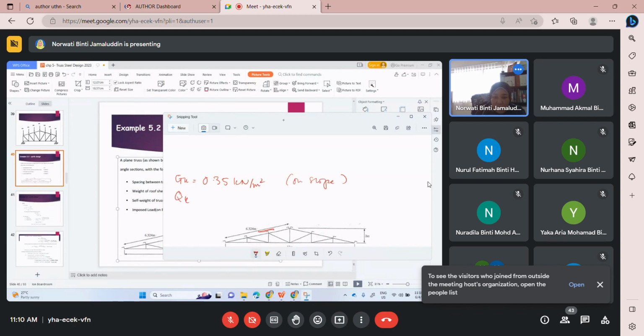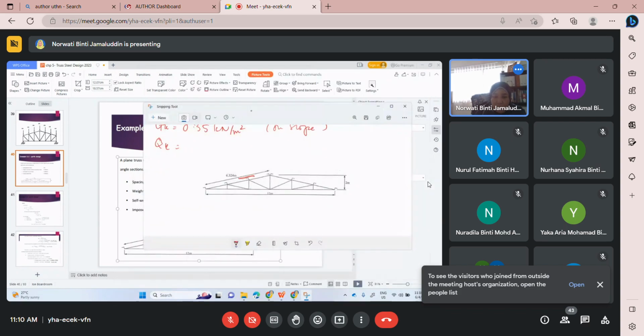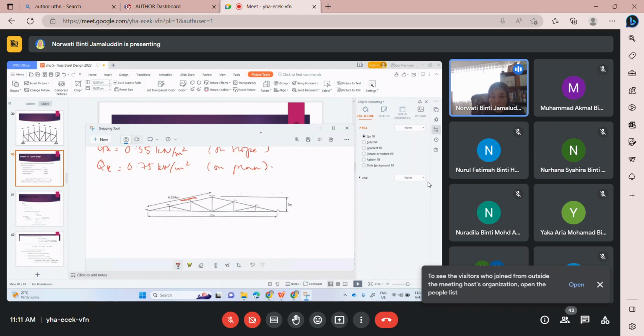Then QK, 0.75 kilonewton per meter squared. This is on plan. Okay, distance between trusses is 5 meter, meaning that we have another truss 5 meter away. So the ST is 5 meter.